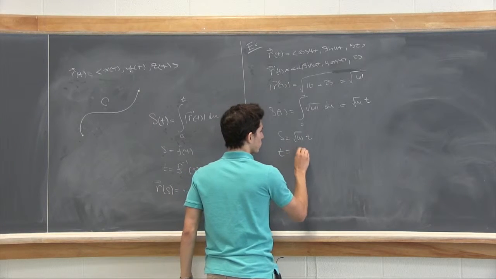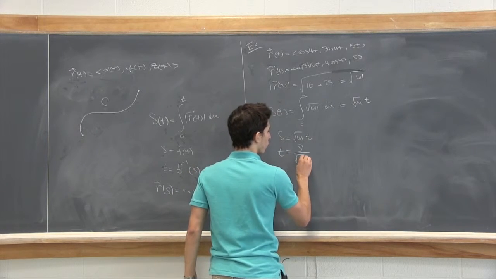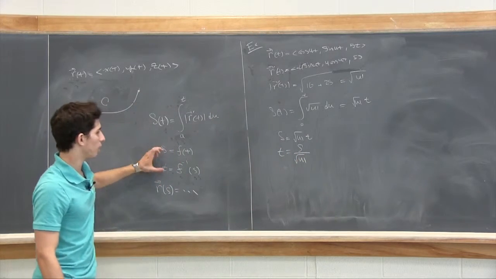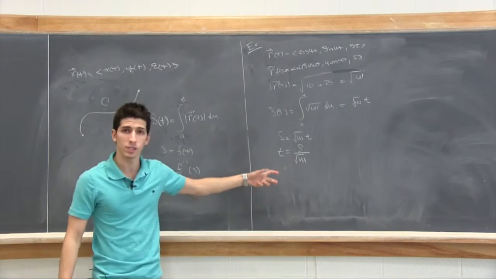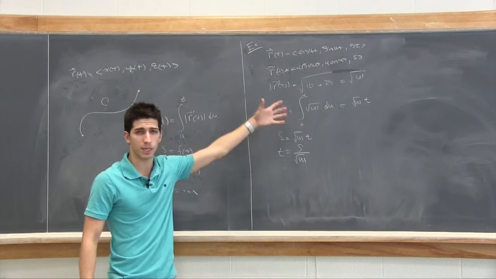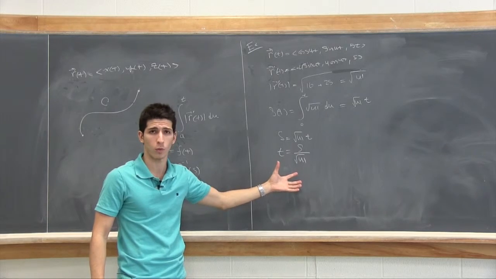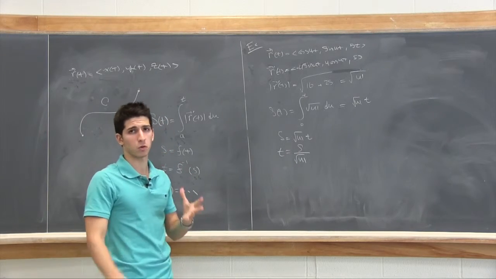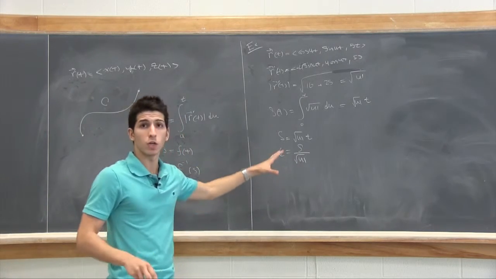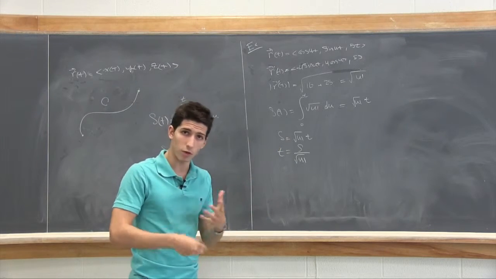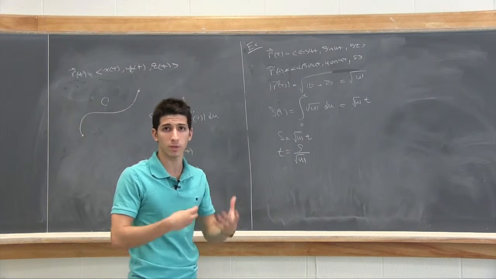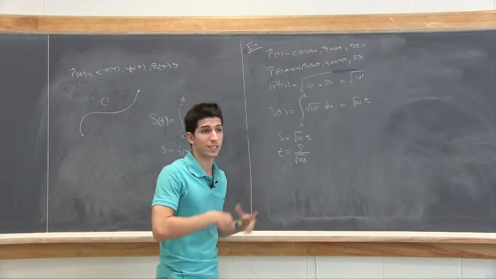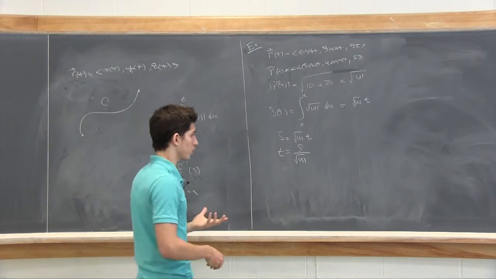So t is equal to s over root 41. Here the process of finding the inverse function was incredibly easy just because the function is just being multiplied by the square root of 41. But sometimes it may be a little more complicated. The idea is that you have s equals something in terms of t, and you're trying to find t equals something in terms of s.